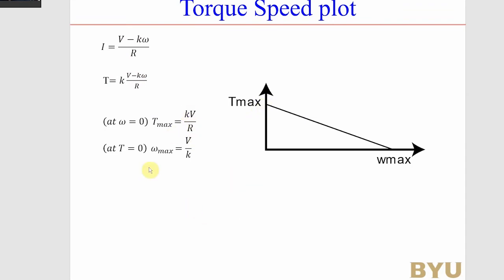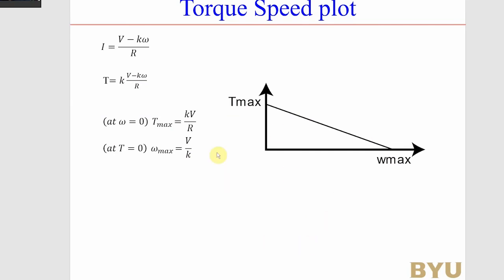That's up here. And if I have 0 torque, meaning 0 current, that's going to be the case when my voltage equals my back EMF. So solving this part right here is going to get me my maximum speed. So my maximum speed is V over K. And you see from this equation right here that we get a linear change between our torque and speed. So this is called your torque speed plot. And that's the basics of motors.